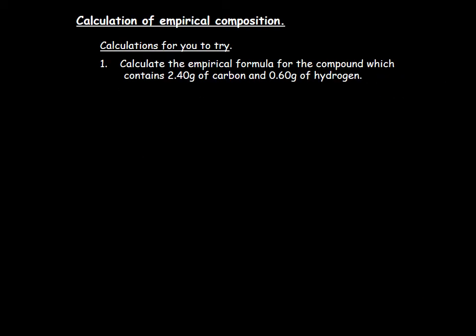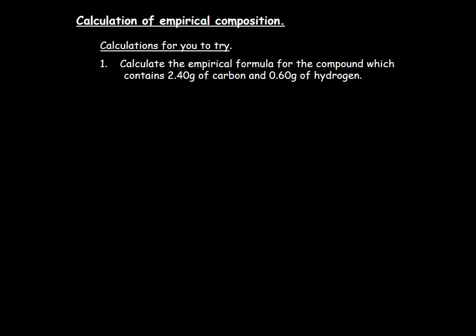So now that we've done a worked example together, I'd like you to try this example on your own. Calculate the empirical formula for the compound which contains 2.4 grams of carbon and 0.6 grams of hydrogen. So pause this video and give it a go.